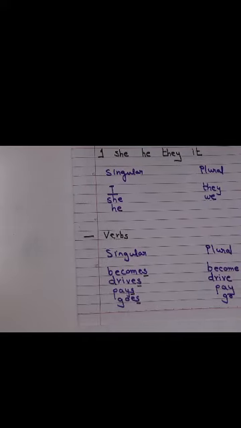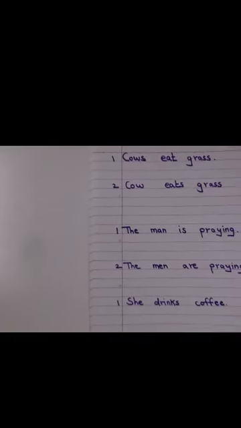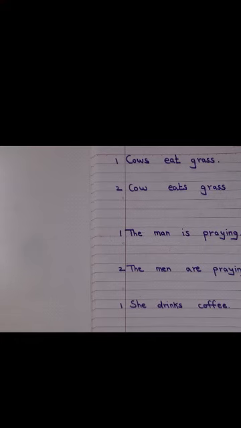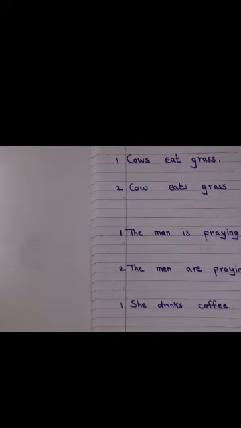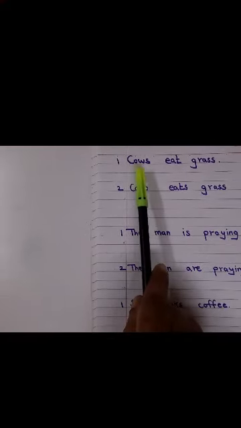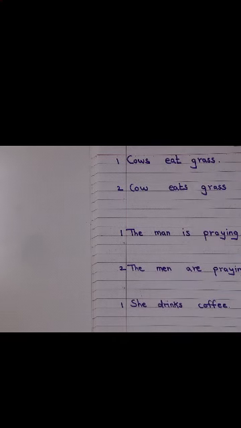Now children, before moving to the textbook, I just want to do a few examples. I've just written 3 sentences so that it will give you a clear understanding. It's a little confusing, but with practice, children, you will become perfect. So don't worry, okay? Now look at the first sentence. Cows eat grass.